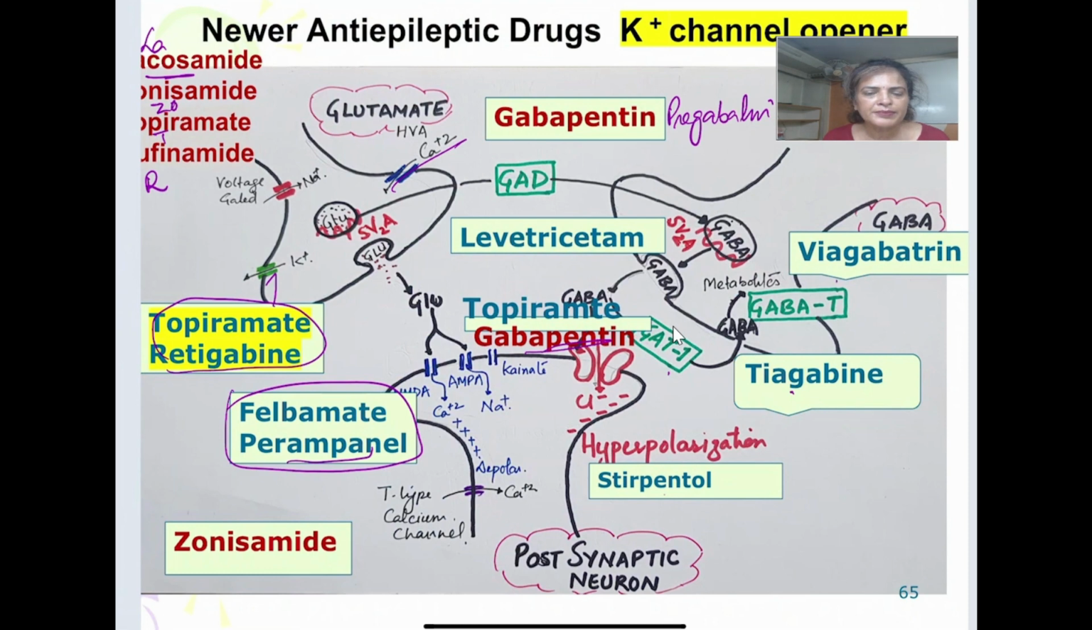So newer anti-epileptic drug, whenever it comes, you write a few names and then you are supposed to write 2 lines. So most of these drugs nowadays we put the patient on newer anti-epileptic drugs because the side effects are fewer, especially the drug interaction part is very less, and we can use it as an add-on therapy and a few of them can be used as a monotherapy.